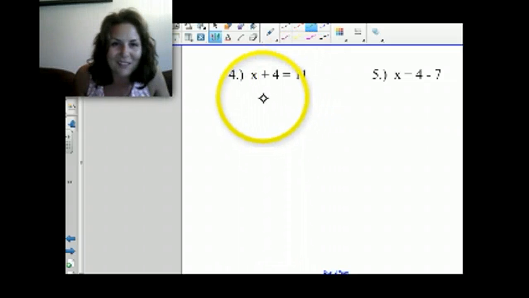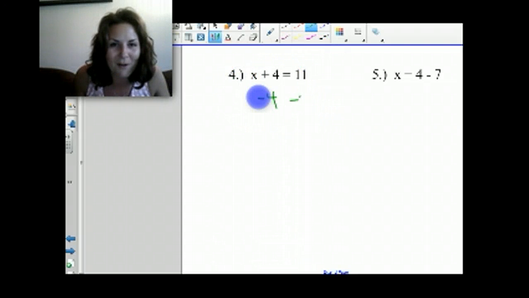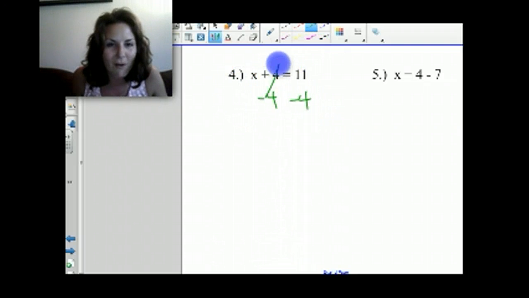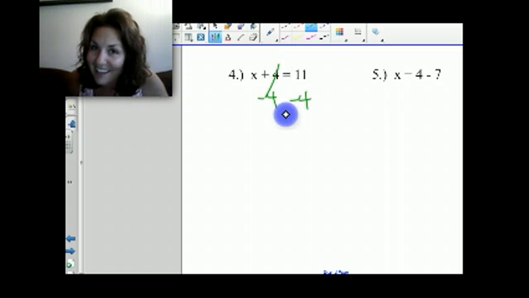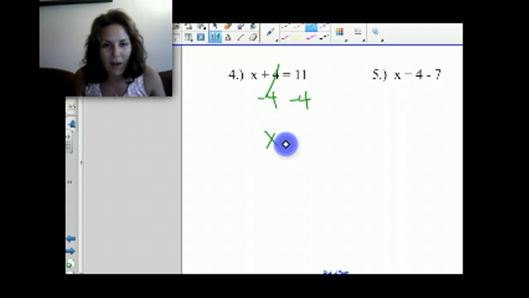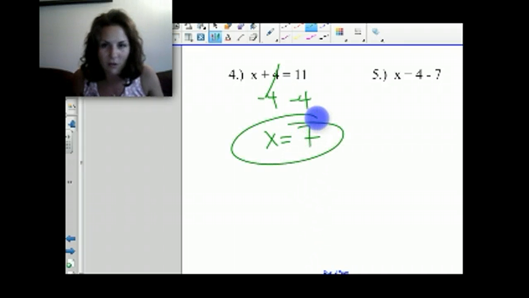X plus 4 equals 11. Let's subtract 4 from both sides. 4 minus 4 is 0, the identity. So x equals 11 minus 4, which is 7. Circle.